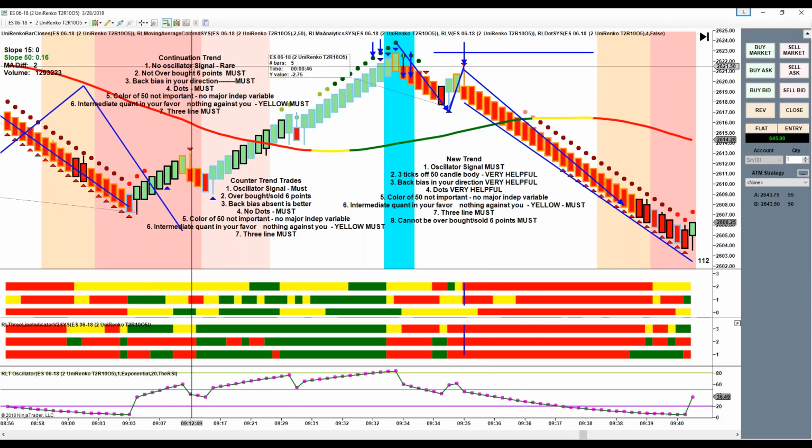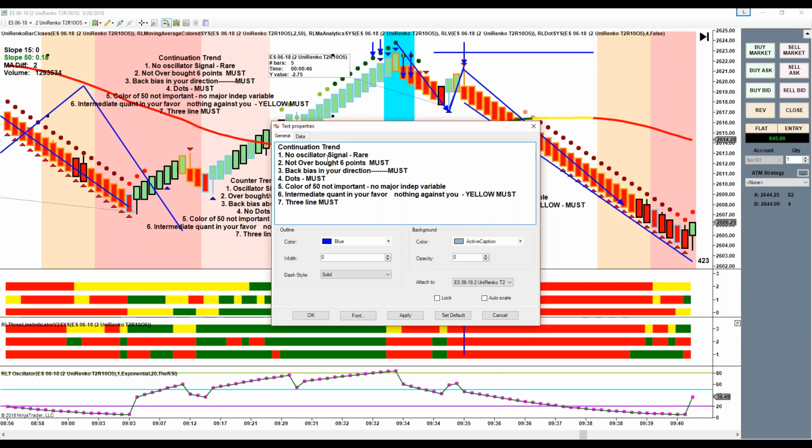And let me just change this a little bit. The continuation trade on the E-mini oscillator is rare, but on crude, you have to have the oscillator because you have no dot. This is the only difference. CL must have oscillator.